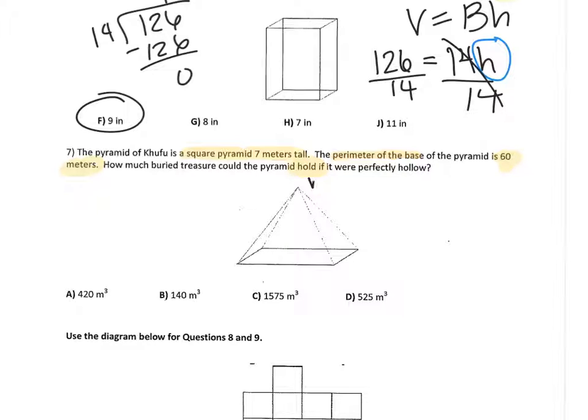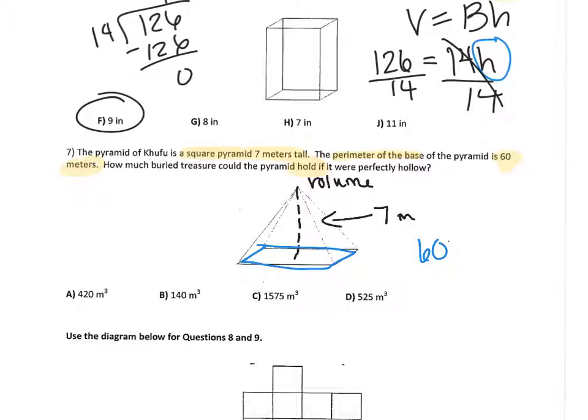So again, if it can hold, we're looking for volume. Now this one's kind of funky. So it gives us the height, that's how tall the pyramid is, 7 meters. And then it gives us the perimeter of our base. What's the shape of our base? A square. And they gave us the perimeter. So all of those sides added together make 60.